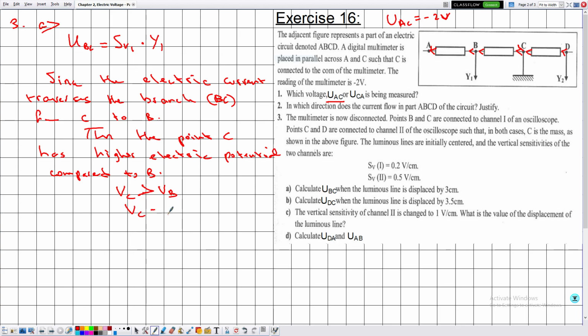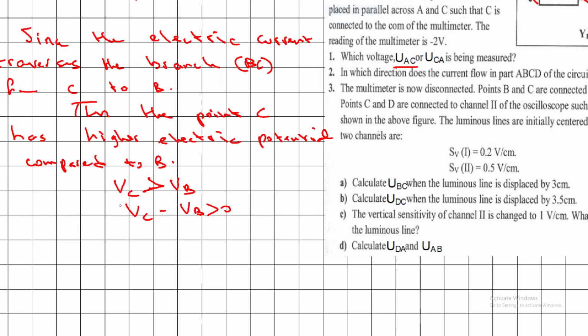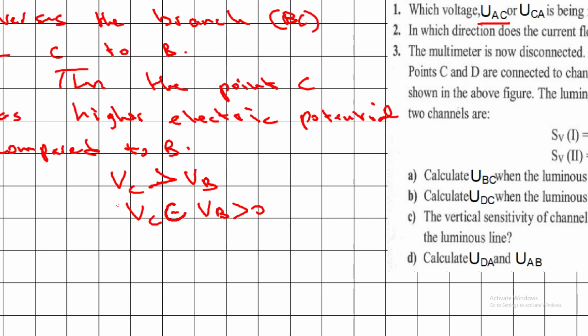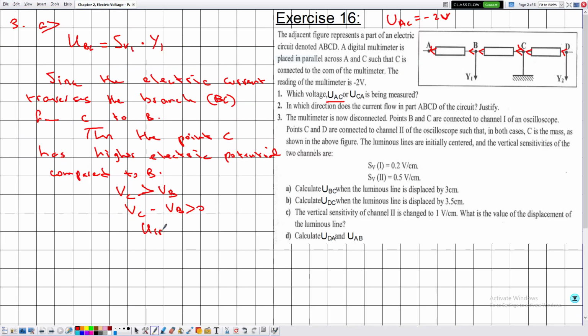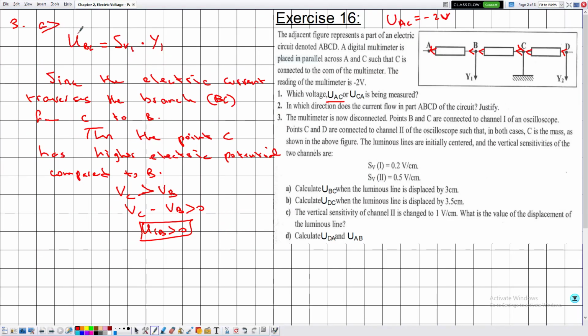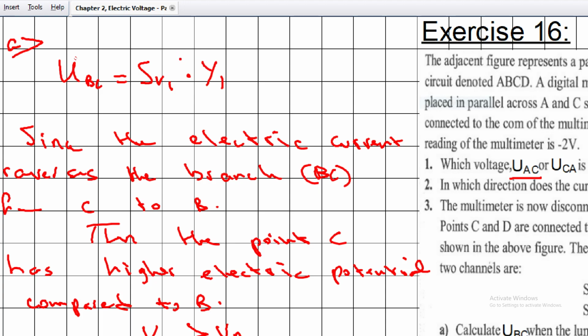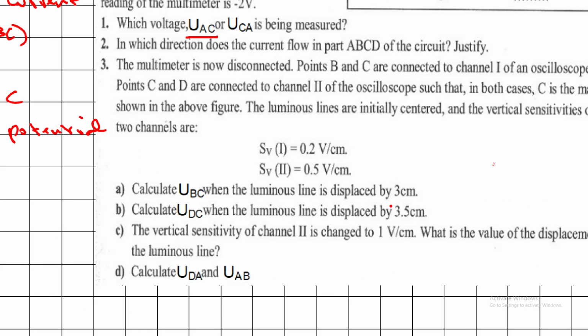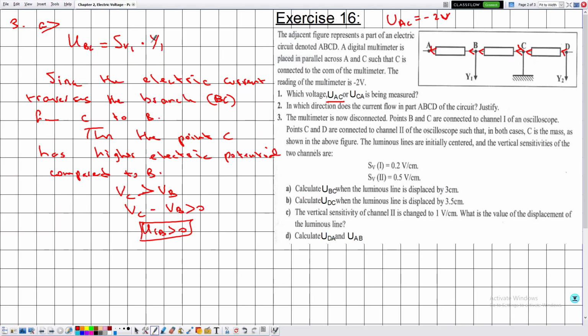So VC minus VB is positive. Dragging VB to the left hand side, it will gain a minus sign. So in this case, UCB is positive. So if UCB is positive, which means that UBC is negative. So this is important that UBC is negative. Since UBC is negative, then the luminous line will be displaced downward. So in this case, it's displaced by minus 3 centimeters downward.